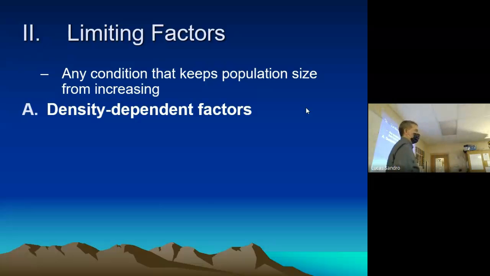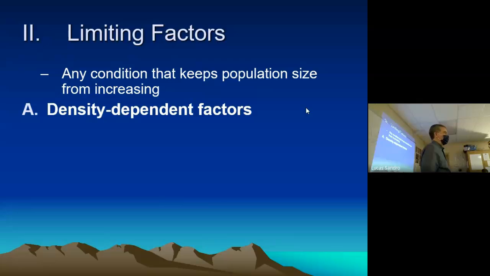A density dependent factor like predation is worse on a population. It's harder on a population when they're more crowded. That's all. What else besides predation would count? Can you think of something that's worse for a population, that's more of a limiting factor when they're crowded? Absolutely. Competition gets much stiffer when the population is crowded. Anything else? Another big one.